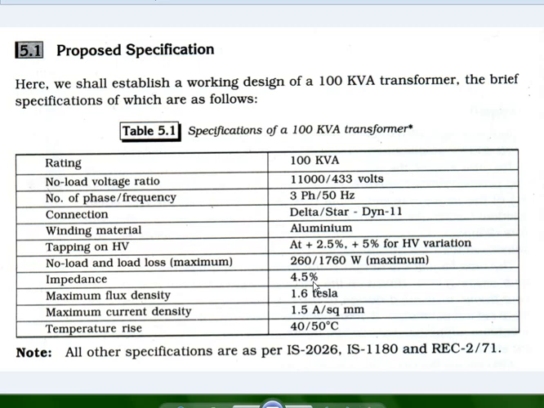No load loss and the load loss. You can see the no load loss is 260 watts. So the hysteresis and eddy current losses are going to be 260 watts. You can't go more than this. And the load loss is 1760 watts. This is the maximum I square R losses. R over here is actually the R equivalent, having the primary and the secondary both. Temperature rise is 40/50.